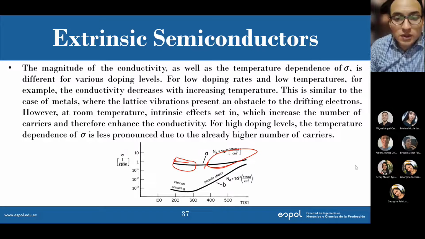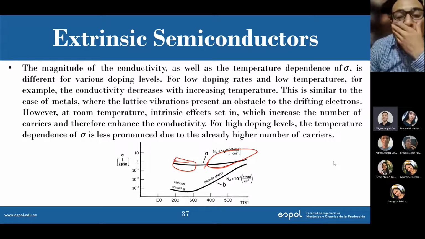Questions, guys? Is it clear, everything? Yeah, for me it's not clear. I mean, I have low doping rates, low temperatures. I am in, for example, where they say the phonon scattering point at that region. Okay, that is low doping and low temperature. Then, when I increase the temperature, the conductivity must decrease. But no.